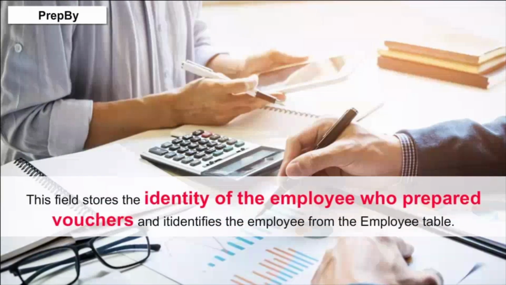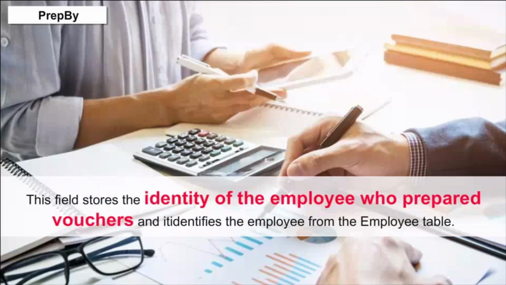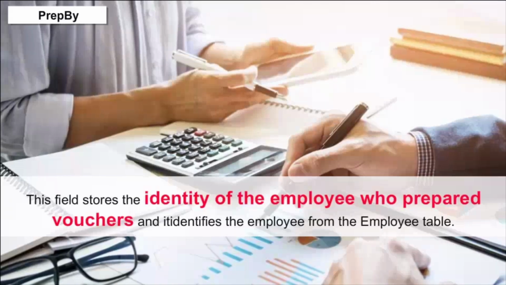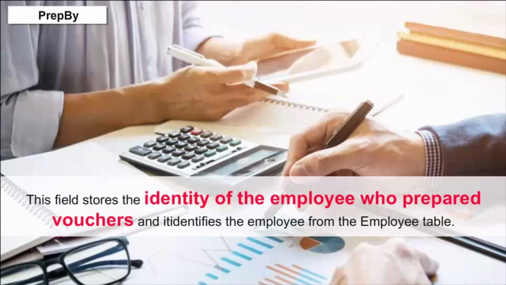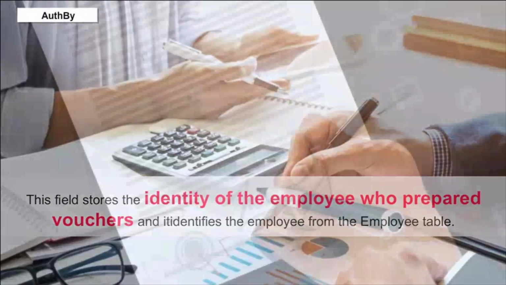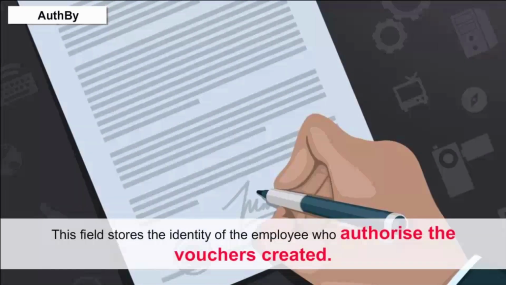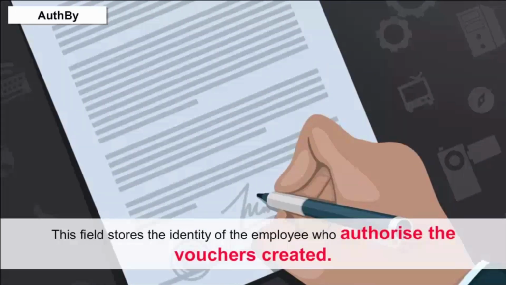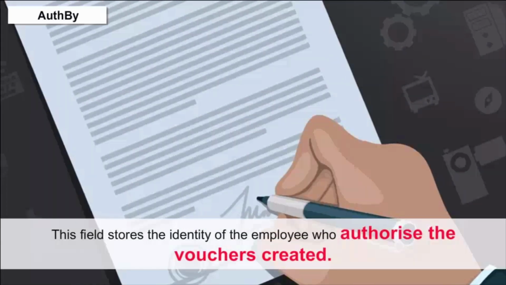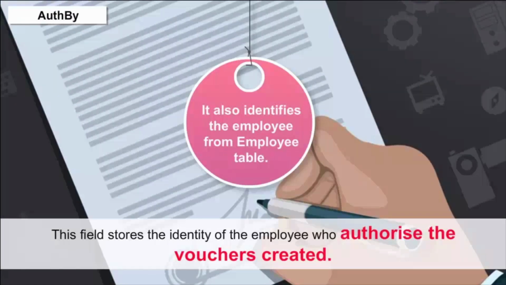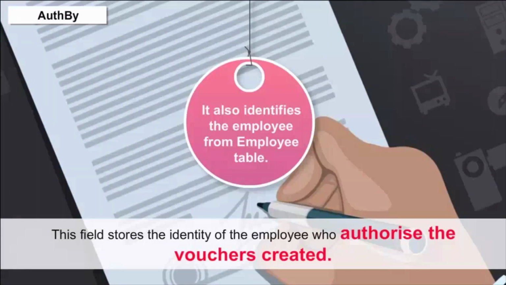This field stores the identity of the employee who prepared vouchers, and it identifies the employee from the employee table. Authorized by. This field stores the identity of the employee who authorized the vouchers created. It also identifies the employee from the employee table.